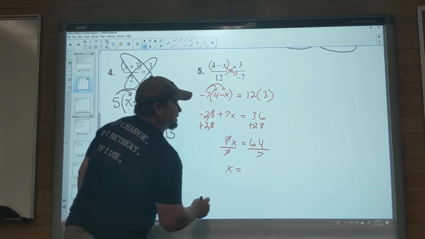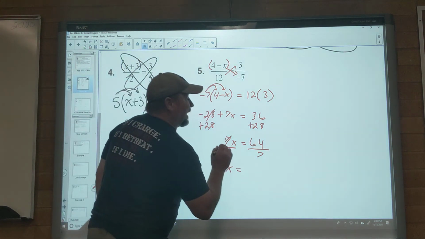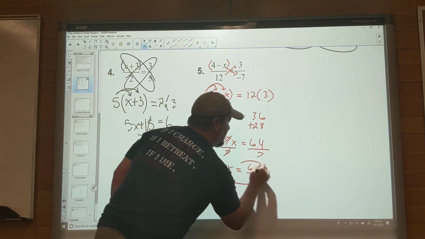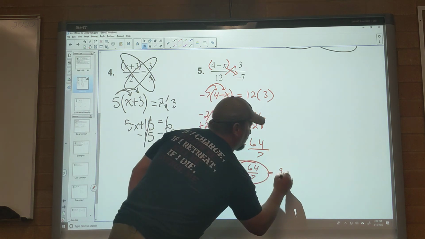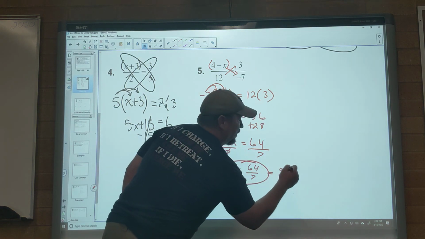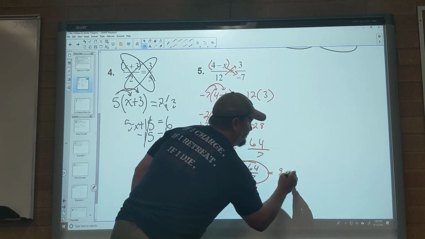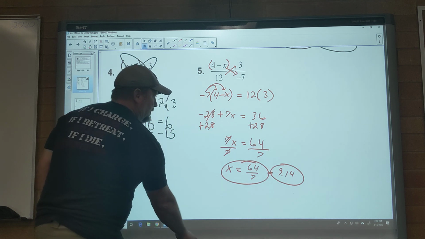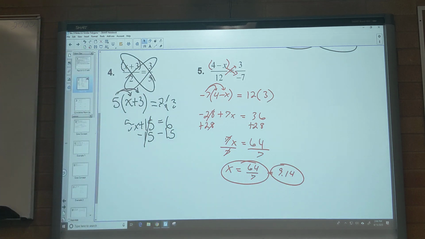And x equals? 9.14. And that doesn't reduce. So 64 over 7 is your answer. Or you could put 9 point, what was it? 14. Yep, 9.14. Isn't one of those supposed to be a...? That's perfect.